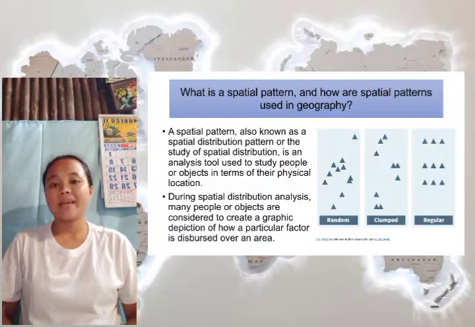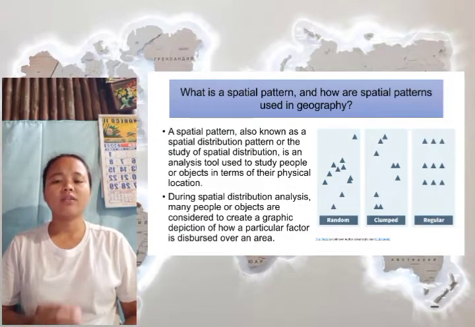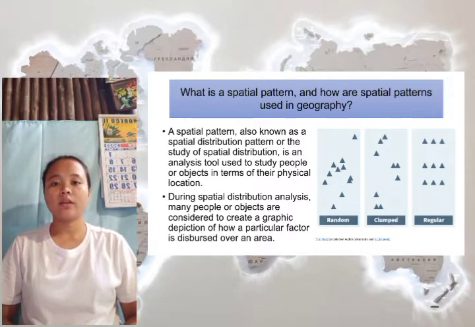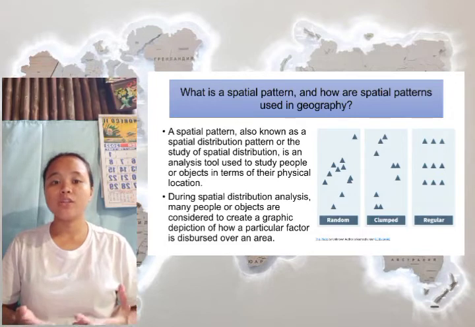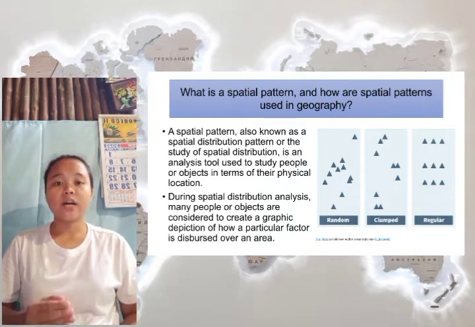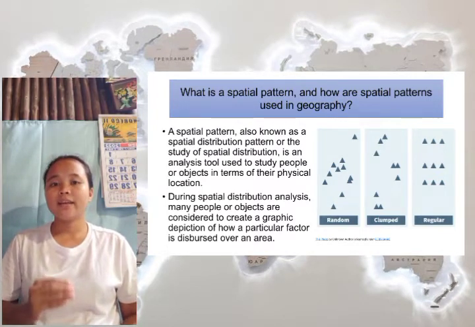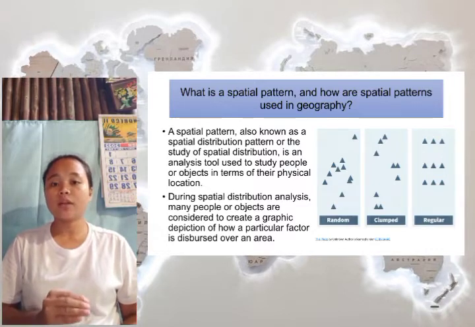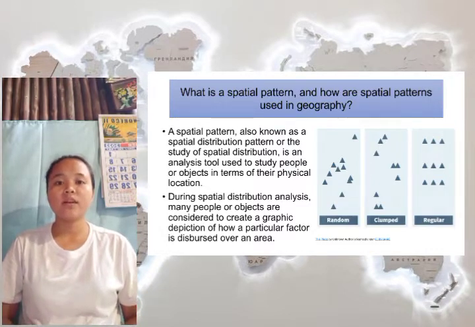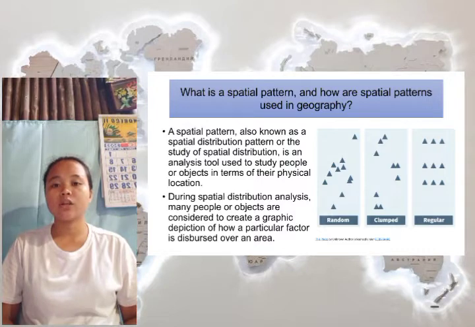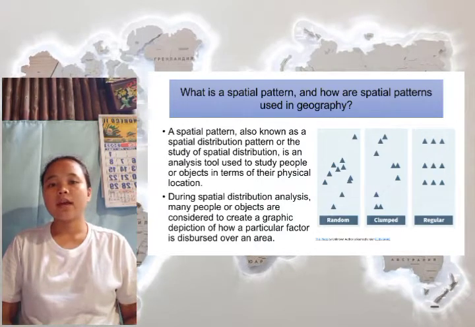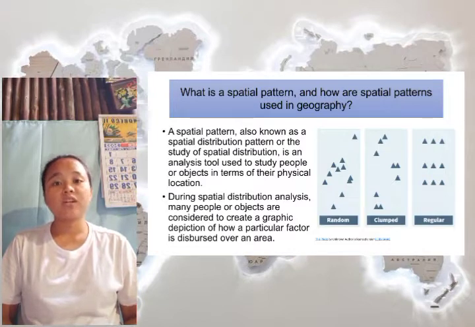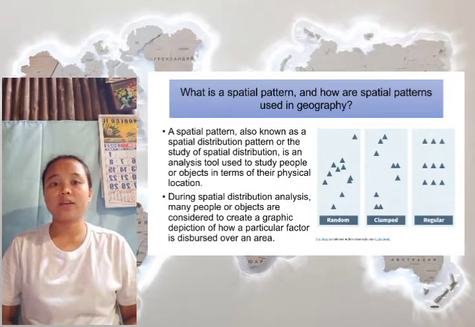What is a spatial pattern and how are spatial patterns used in geography? Spatial pattern, also known as a spatial distribution pattern or the study of spatial distribution, is an analysis tool used to study people or objects in terms of their physical location. Our lives can be studied in terms of geography, and for that, we turn to spatial distribution, or the study of things in terms of their physical location.